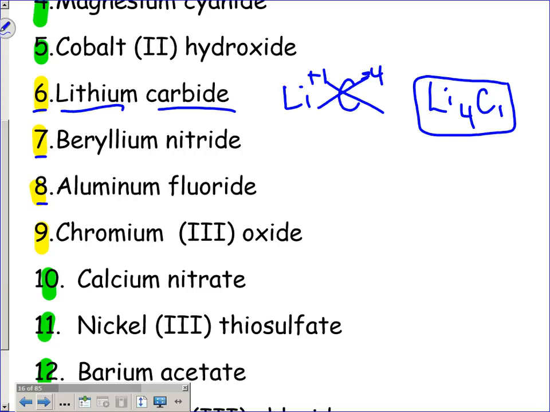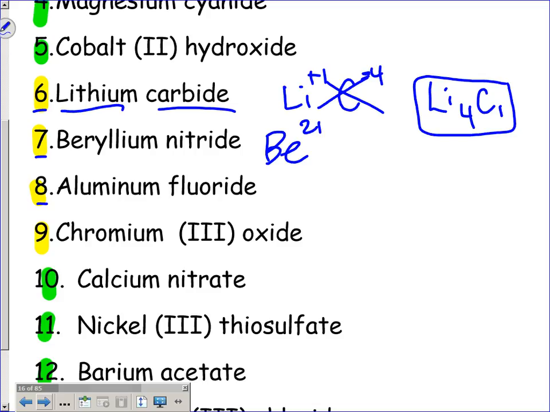Beryllium. Find beryllium. What's the symbol? Be. Okay. Charge of beryllium. How do you know that, William? It's in group 2. It has 2 valence electrons. It loses 2 valence electrons. It has a 2+ charge.